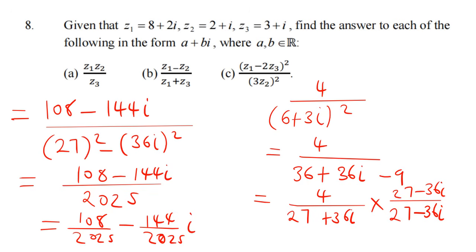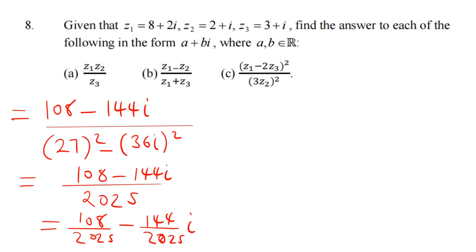Then if you want, you can now simplify this one further. Okay, so this was a very long question, but it's still engaging, and it's not very complicated. If we divide by 9 everywhere, 9 into 108 gives us 12. 9 into 2025 gives us 225, minus 9 into 144, that is 16, over 225. Then there's i, don't forget your i.